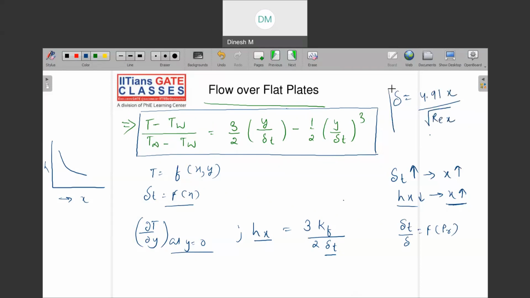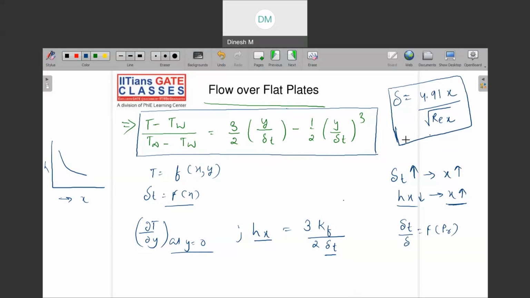This is the solution of Blasius, who determined that your delta for a flat plate, laminar flow, is 4.91 x divided by the square root of Reynolds number. Delta is proportional to the square root of x, because here we have x and Reynolds number is rho v x upon mu, right? Because for flat plates the characteristic length is x only. So here we have 1 by 2, here we have 1. So 1 minus 1 by 2 is nothing but the power 1 by 2.